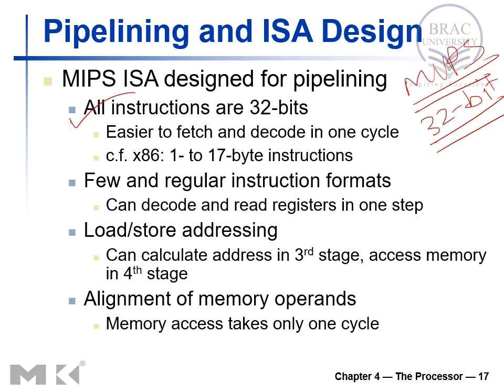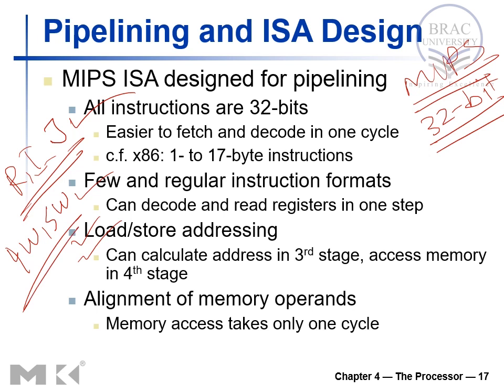Few and regular instruction formats. We have only three formats: R, I, and J. Load and store addressing. We only have two memory operations, one is load and the other one is store, and that is also in the third stage and the fourth stage. And memory alignment, memory access takes only one cycle. Okay, so these are the points which make pipelining easy to implement.